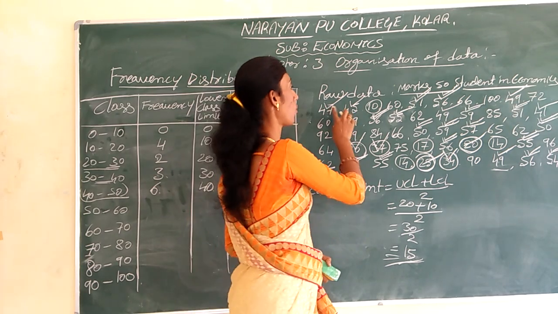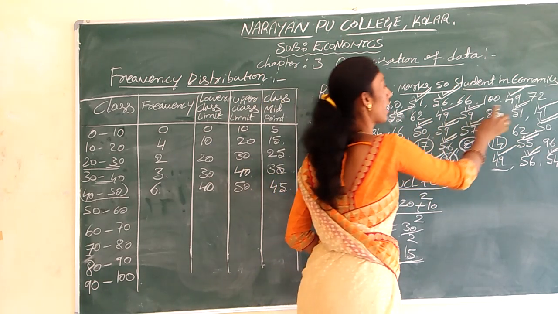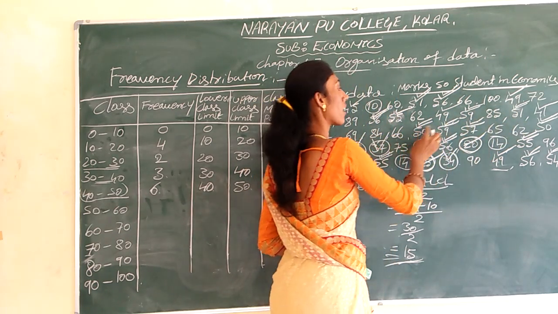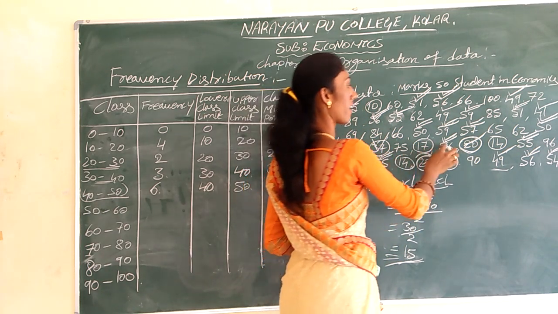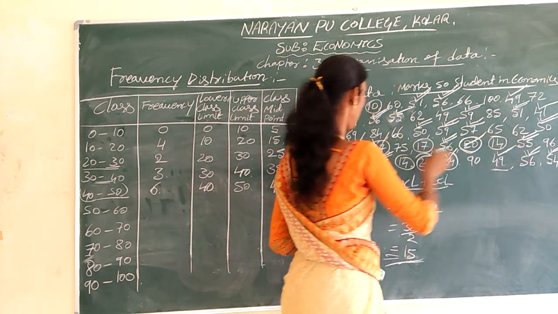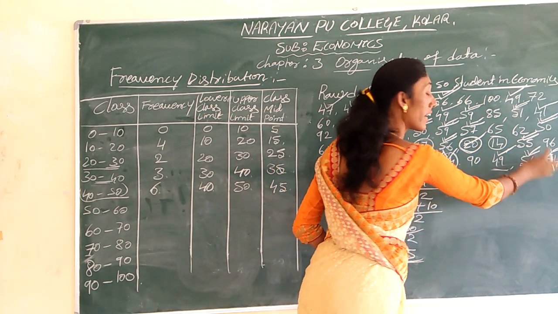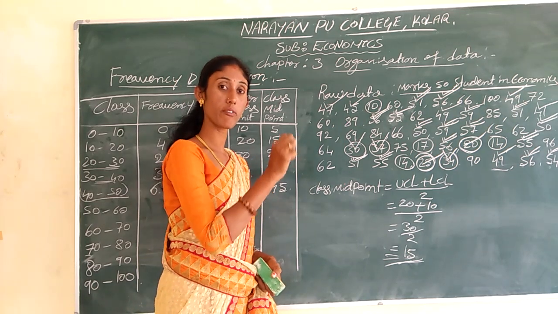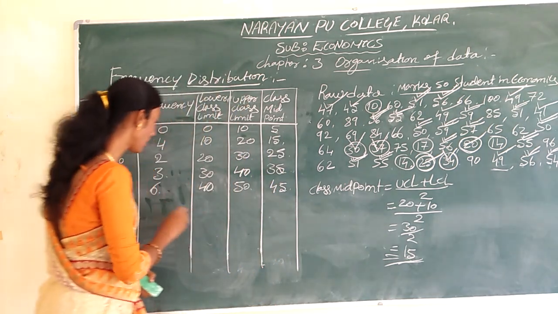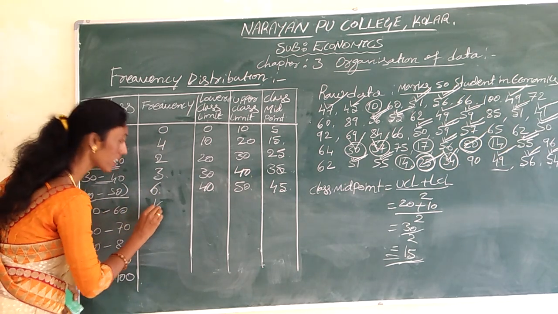Got it? 1, 2, 3, 4, 5, 6, 7, 8, 9, 10 and 11, 12, 13, 14, 15 and 16. The 16 values appeared between the 50 to 60 range. Then the frequency of this particular class is 16.